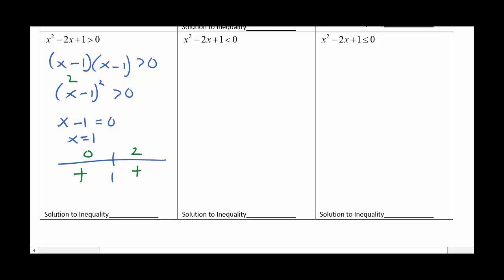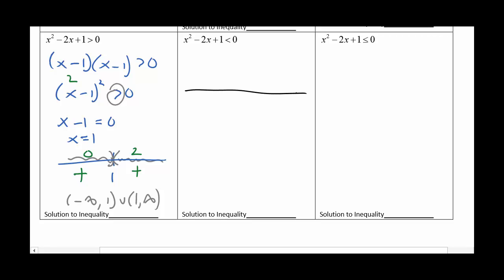Okay, well, what are we interested in? Well, I want positive numbers, and I got stuff before 1 and I got stuff after 1. So that's what I want to say. I want to say that it's before 1 and after 1, but not 1 itself. So negative infinity up to 1, union 1 out to infinity.